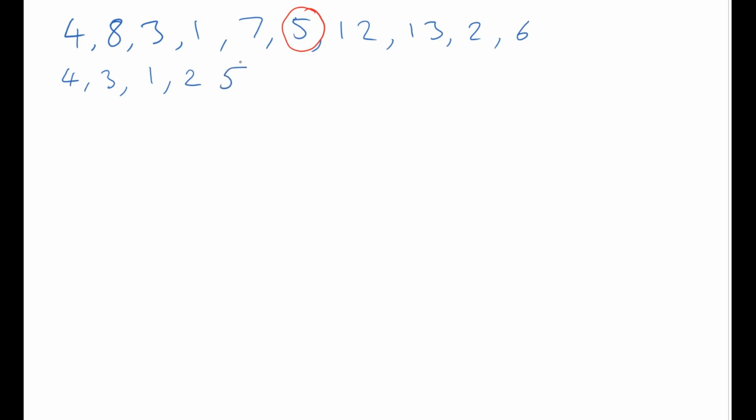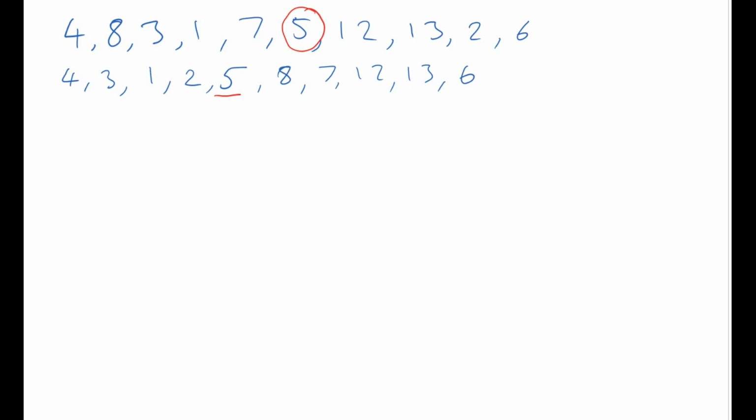So I now write down my pivot, and I'm going to underline that so that I know it was the pivot. I then write down the rest of the numbers that are larger than 5. So we've got 8, 7, 12, 13, and 6. And we've got our 10 numbers appearing there.